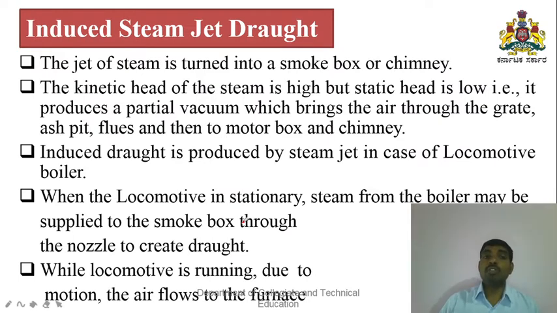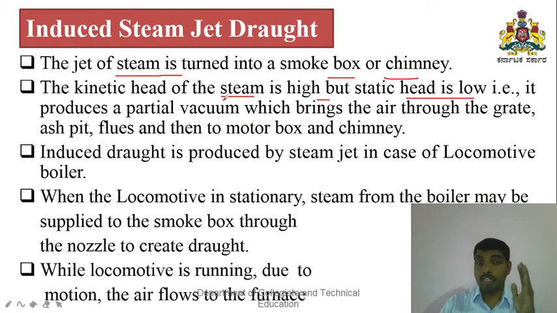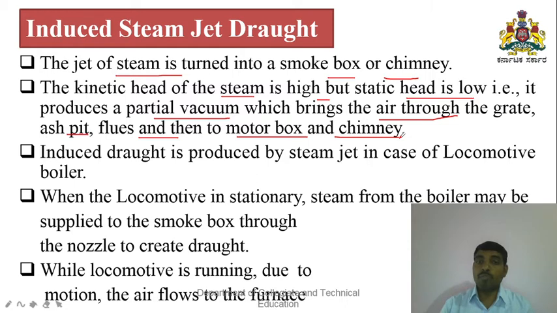So let's see what an induced steam jet draught is. The jet of steam is turned into the smoke box or chimney, provided at the bottom of the chimney where the smoke box is mounted. The kinetic head of the steam is high but the static head is low. It produces a partial vacuum which brings the air through the grate, ash pit, flues, and then to the smoke box and chimney. The kinetic head of the steam is more compared to the static head.